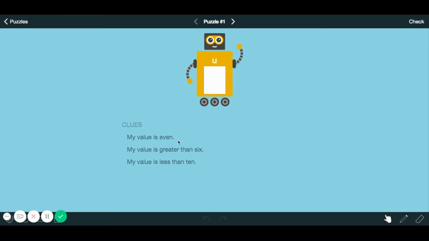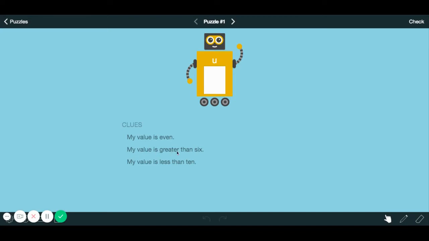My value is even. So if I start to think about that, I could write down even numbers: 2, 4, 6, 8, 10, and so on. And I know it can't be a 10 because it's only 1 digit. So 1 digit goes inside of this box, and this U stands for units. It's kind of like thinking about the ones place. So it could be 2, 4, 6, or 8.